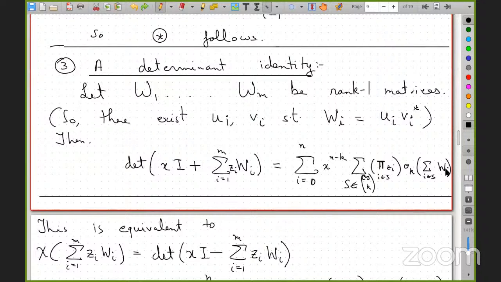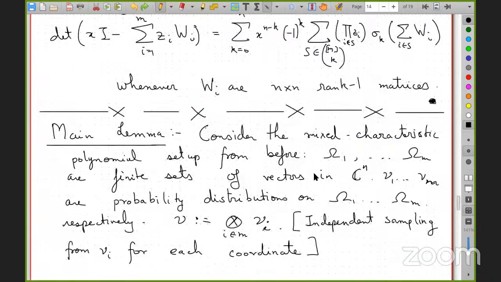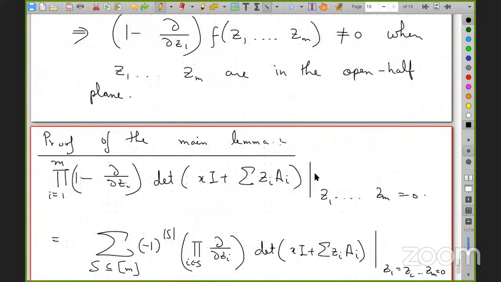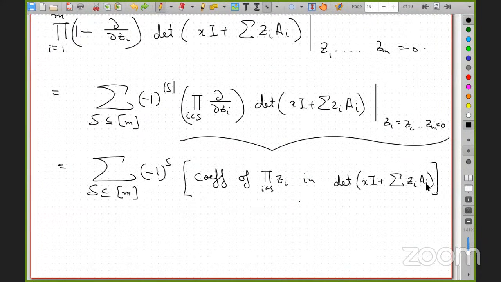It relates to a question which Siddharth was asking earlier. These matrices are not necessarily PSD. Well, this is an even more general result. It works for all rank 1 matrices, not just for PSD matrices. Here we even have PSD matrices. AIs are PSD in the last expression.